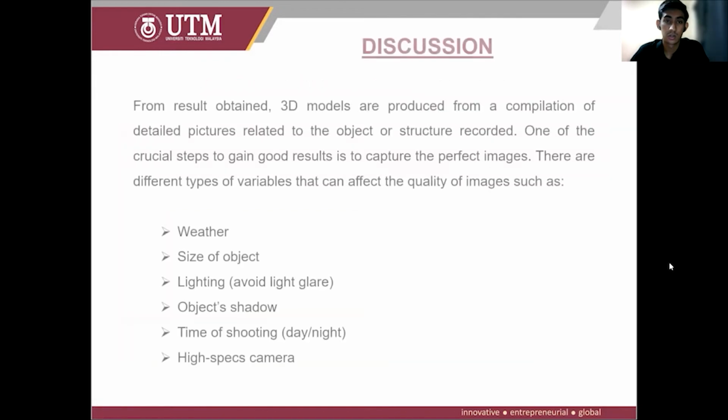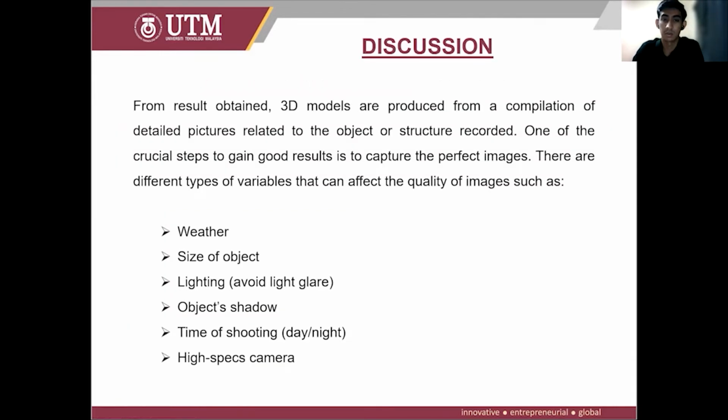Okay, we are about to discuss the 3D model. As we know, the 3D model is produced from a compilation of detailed pictures. All the pictures that we have taken of an object, from every angle required, are uploaded to MESHROOM and compiled to create a 3D model. But there are variables that can affect the quality of the image, the quality of the 3D model, and also the understanding of using MESHROOM.